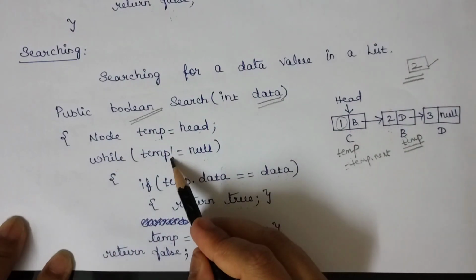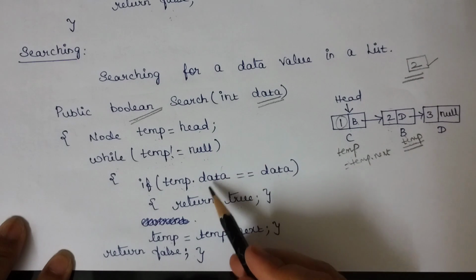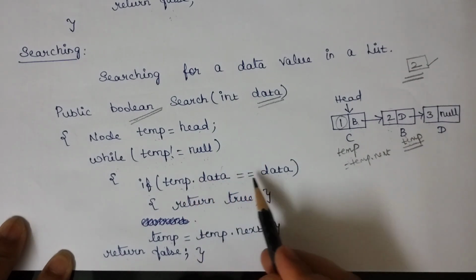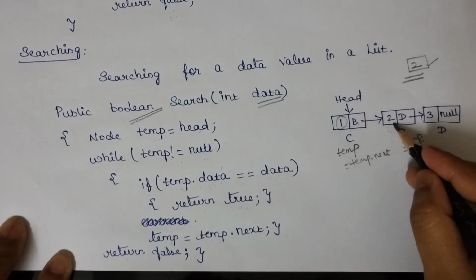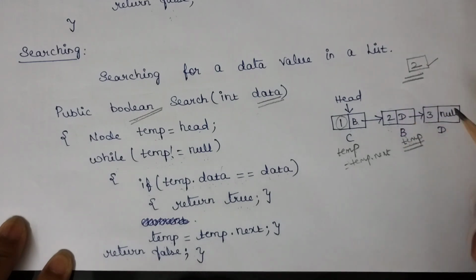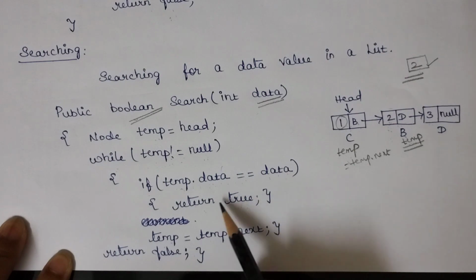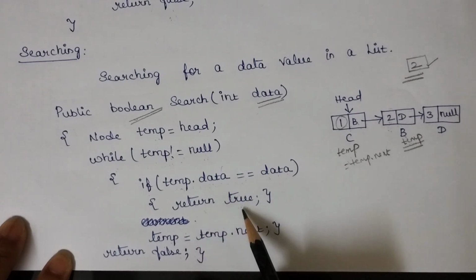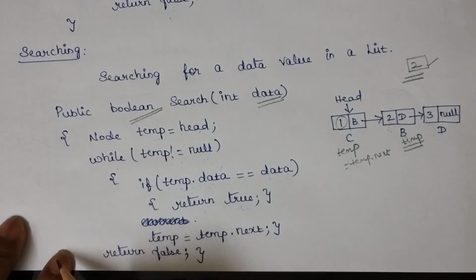Again, it enters into this while condition. It becomes true. Again, it will check whether temp.data is equal to data. So what is temp.data now? It is 2. And what is my data? It is 2. It is equal. If it is equal, then what will it do? It will return true. After that, it won't execute these statements because this is a return statement. So this will return, right? So this is how you need to do your searching.